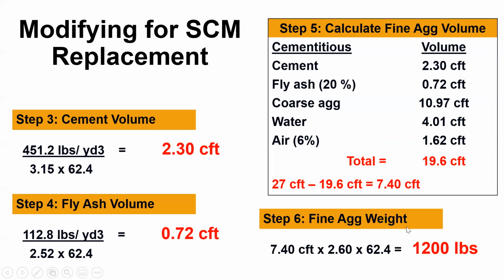So how much weight is that? Well, 7.40 times 2.6 times 62.4 is 1,200 pounds of fine aggregate.